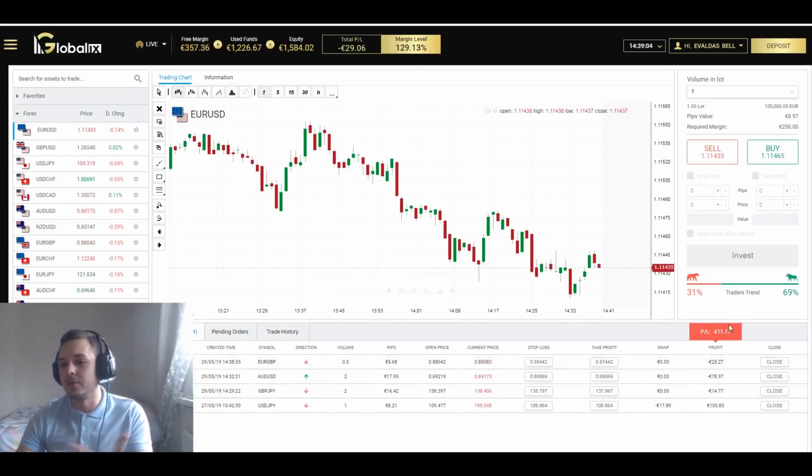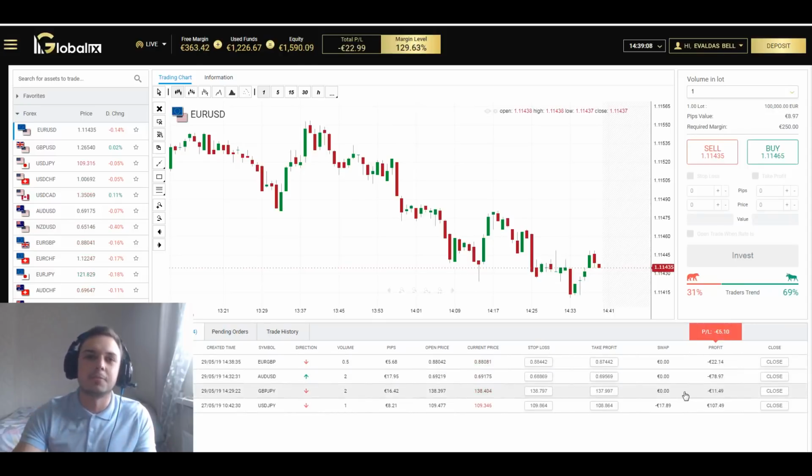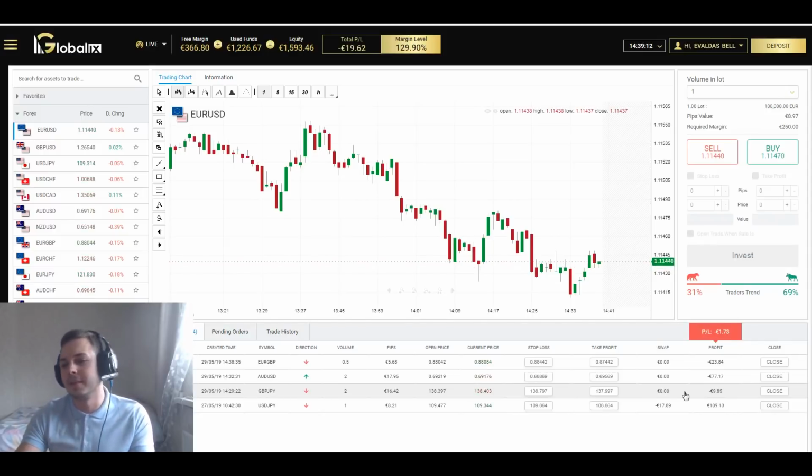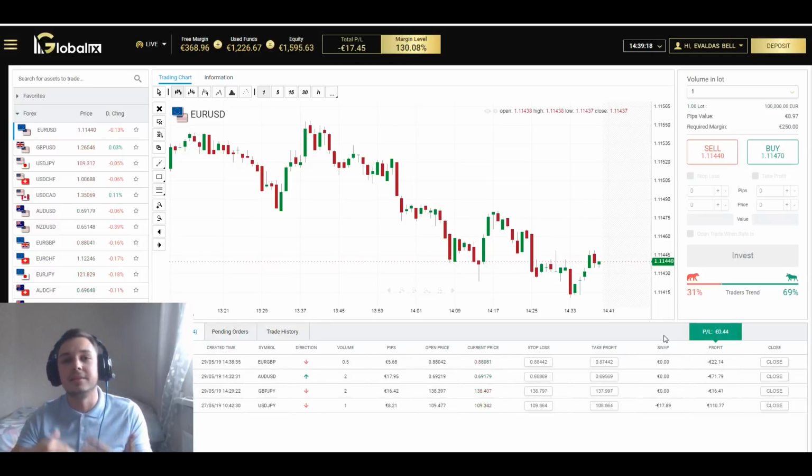At the moment we are in the minus, but obviously it's gonna be in the minus because of the spread difference the brokers have, and you will always be in the minus firstly, but then it's gonna be in the plus. As you can see, it's going in the plus direction at the moment, and hopefully it stays there in the next couple of days.